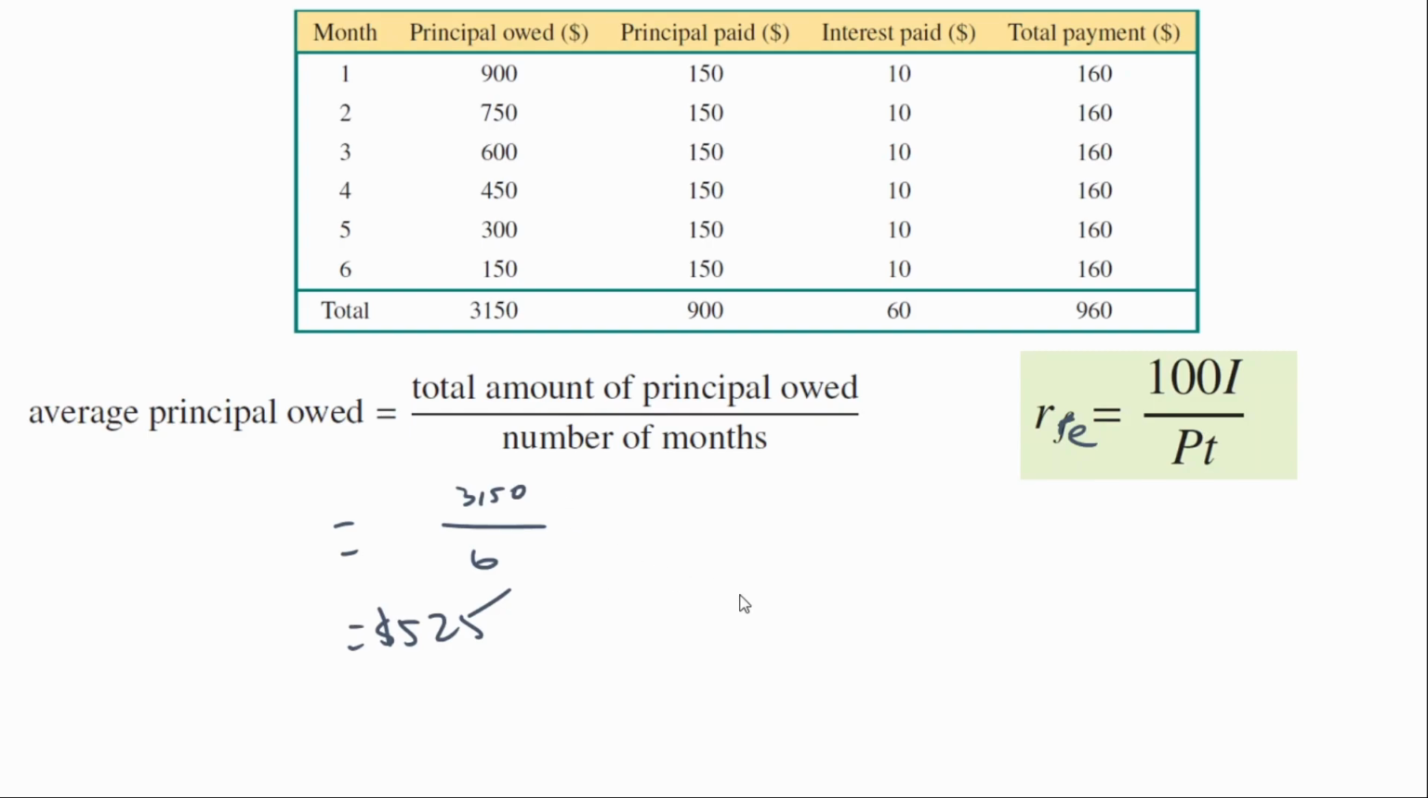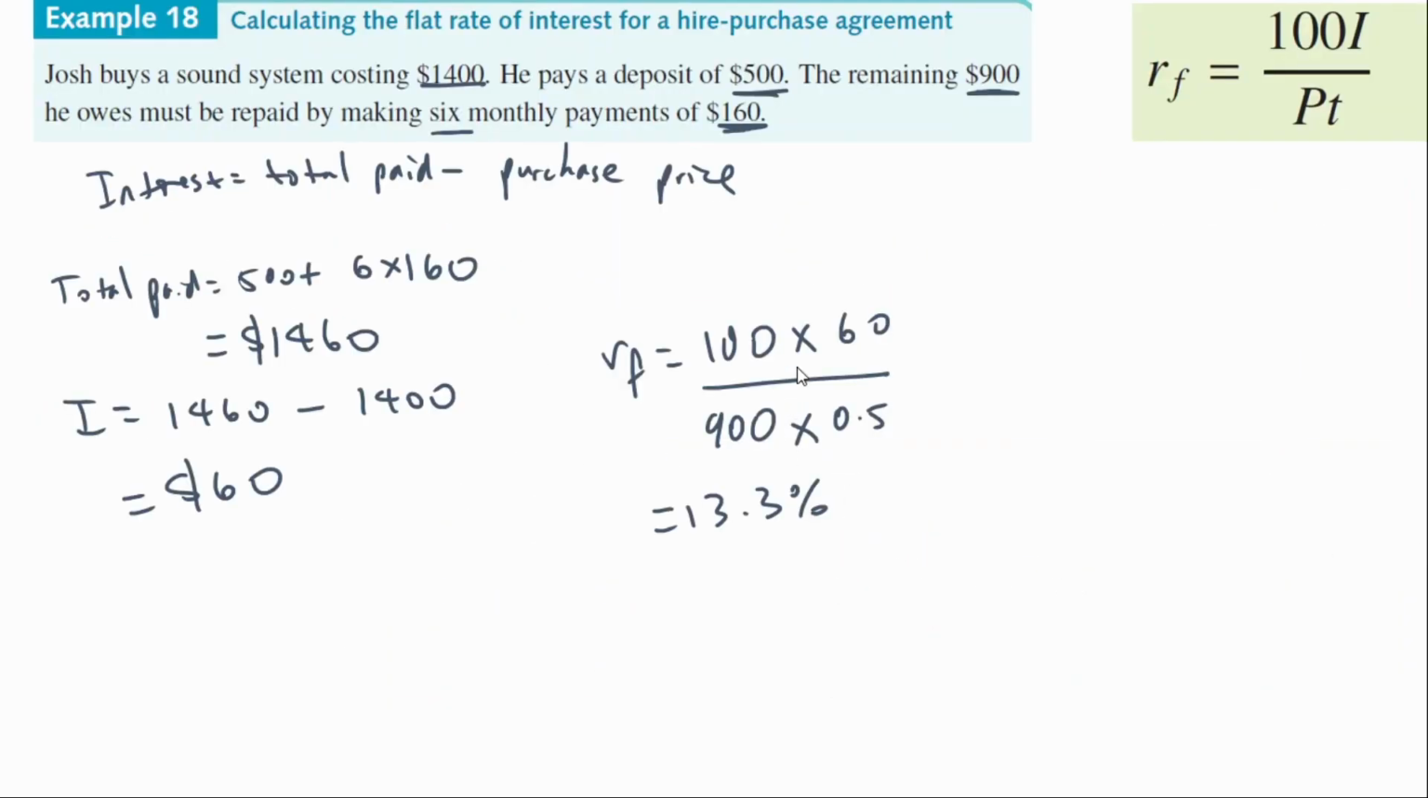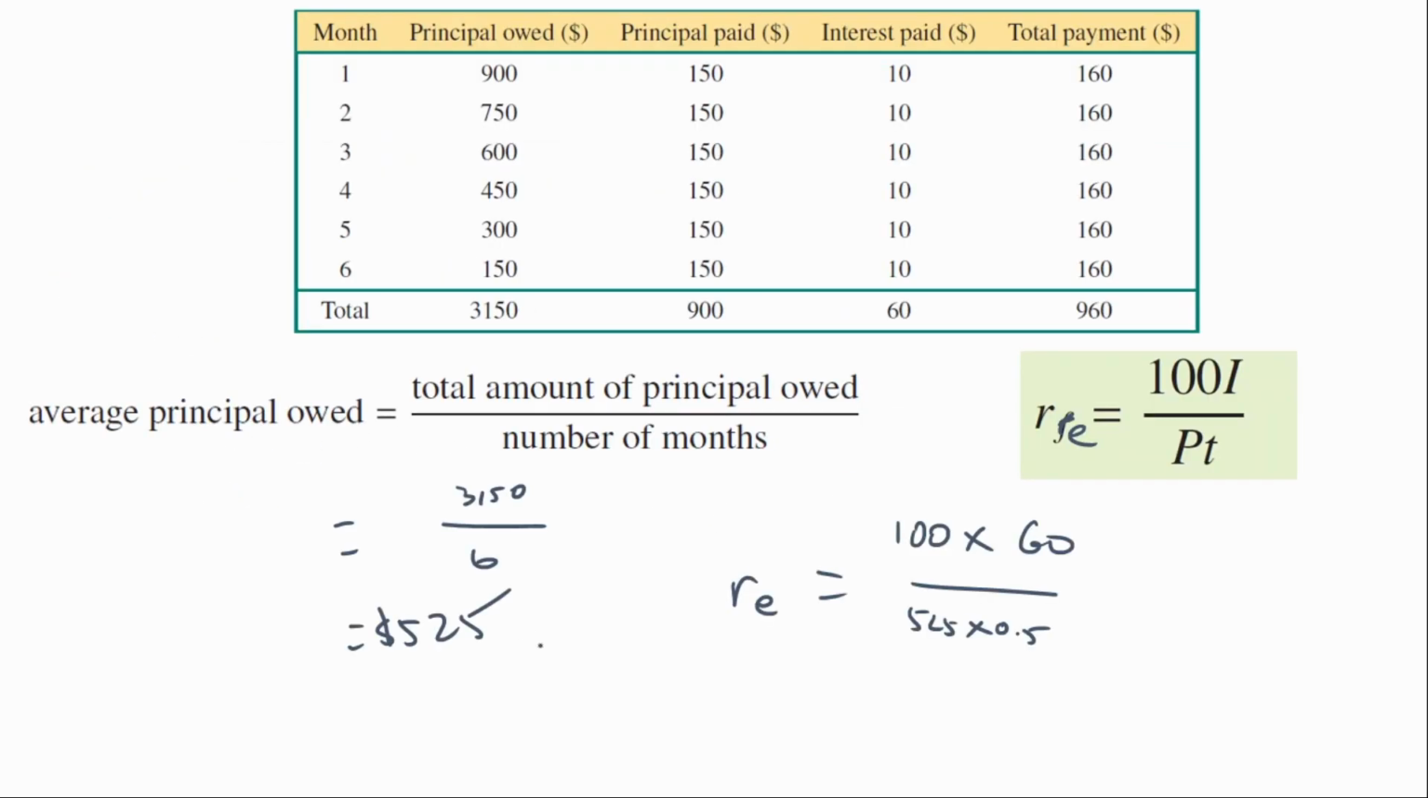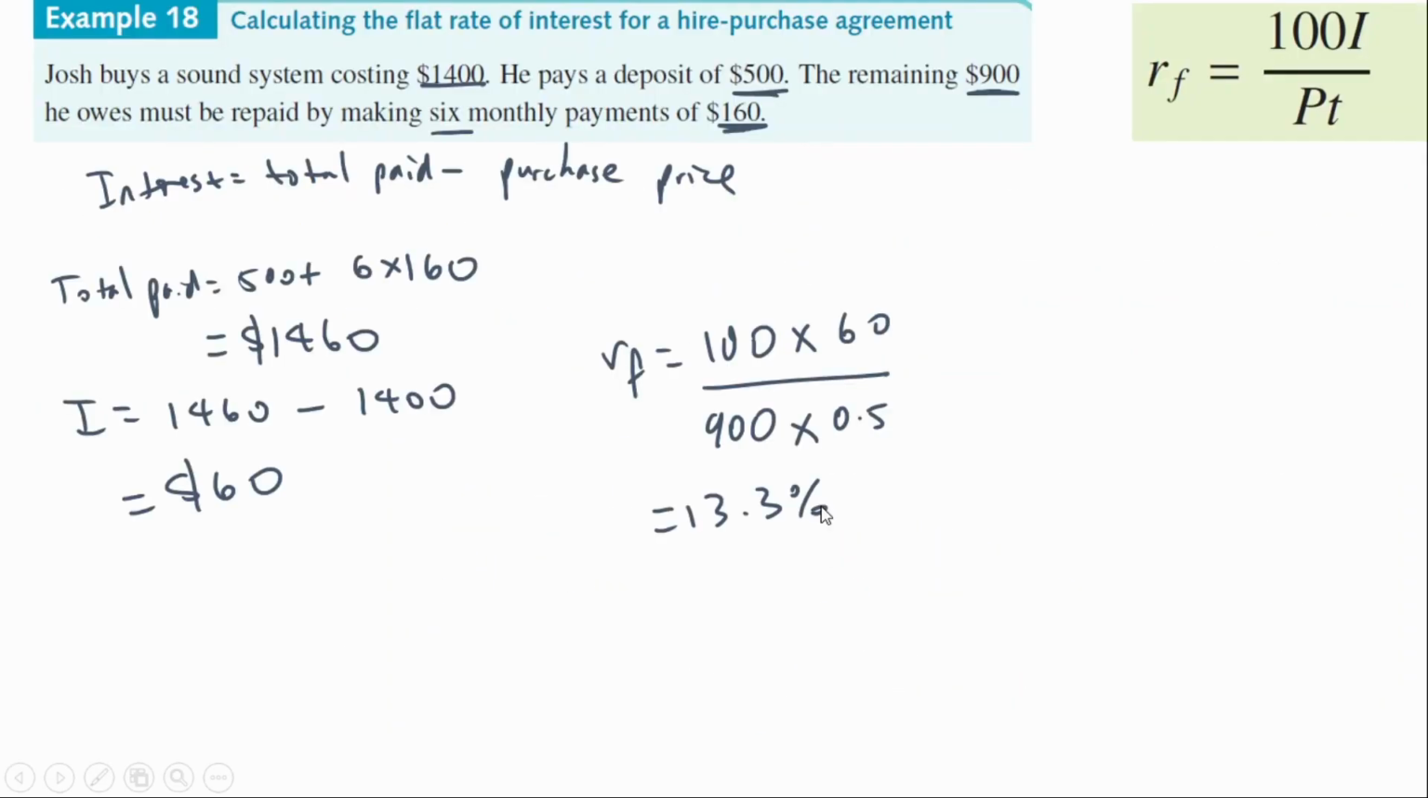Once we've got that, we can work out the effective interest rate, or RE, which equals 100 times I over 525 times 0.5, because 0.5 was years. We're in 6 months. 6 months is half a year, and interest we worked that out before, which was 60. If you forgot, we worked that 60 out from the scenario just up here. So the interest he paid was $60. So that's how we got to there. Once you put that into your calculator, you'll get a value of 22.9%. Notice how that's much higher than the percentage we got over here.